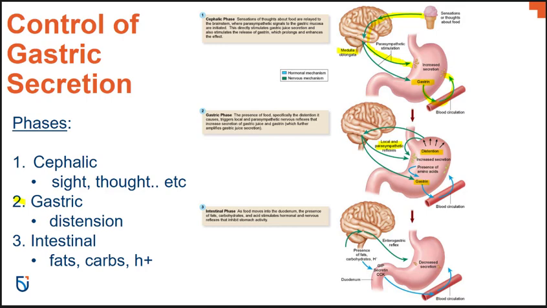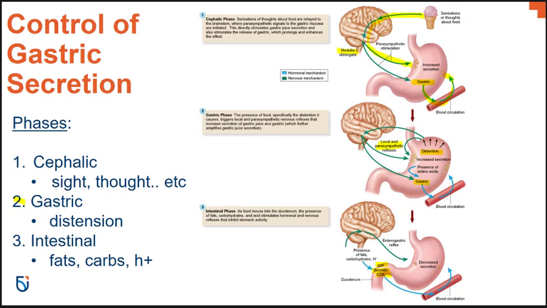Now, as food moves from your stomach into your duodenum, the presence of fats, carbohydrates, and acid will stimulate hormonal and nervous reflexes, as mentioned earlier, that inhibit stomach activity. This likely involves hormones such as GIP that we talked about. Also, there's another hormone called secretin that will come up shortly, and cholecystokinin or CCK.